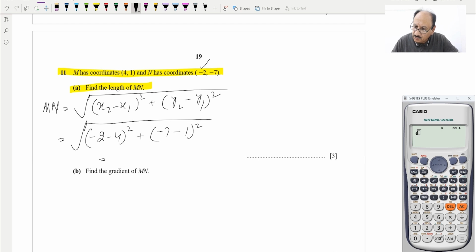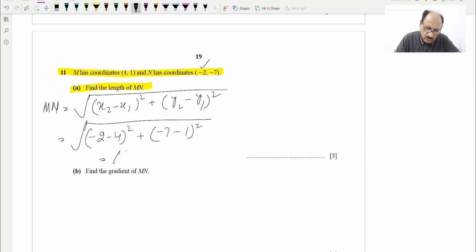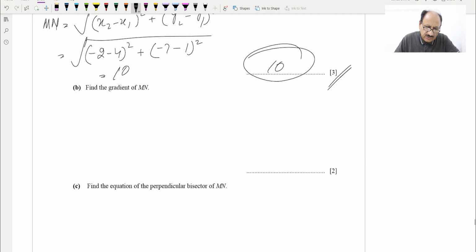If we take the square root, inside will be minus 2 minus 4, which is minus 6, squared, plus minus 8 squared, and this is giving us 10. So the answer will be 10 units. That is a 3 marks question which is done. Then they are saying find the gradient of MN.